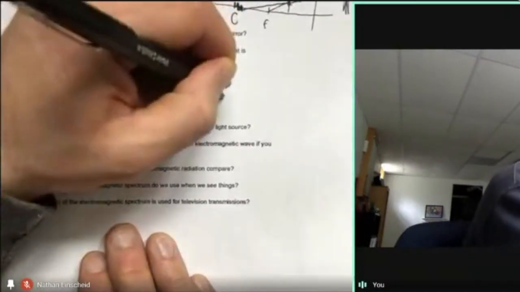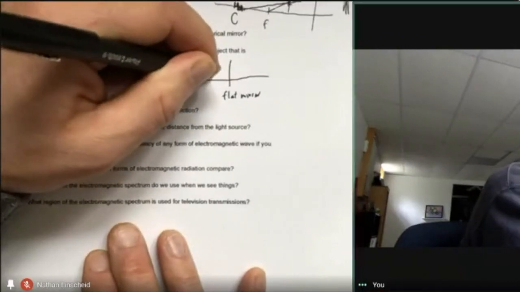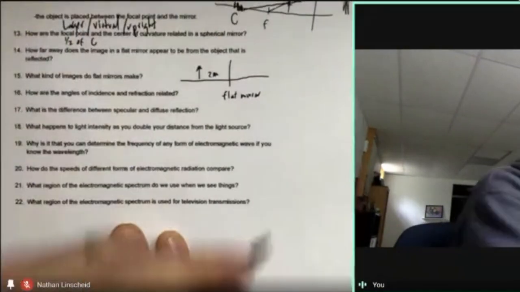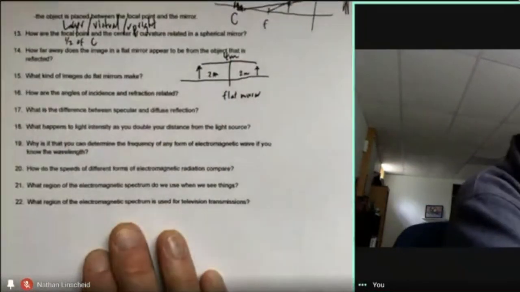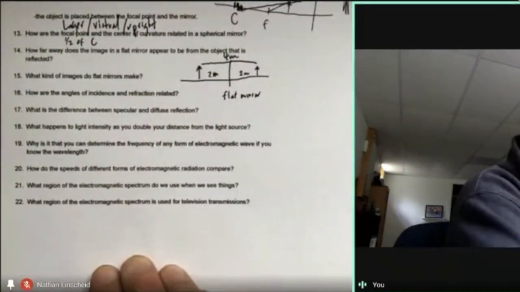Here's my flat mirror. Okay. I have an object here that's 2 meters away. The image is going to appear to be 2 meters away from the mirror as well. From the object, that's 4 meters. So if I'm standing 1 meter away from a mirror, my image appears to be 2 meters away from me.